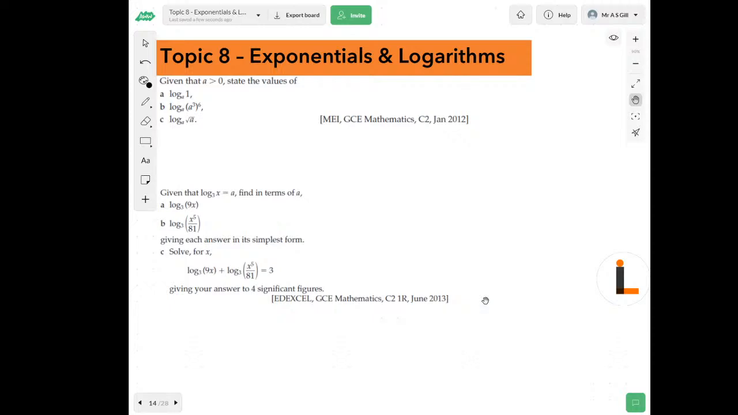So I'm going to start going through the answers to this top question here. And we should get 0, because anything to the power of 0 is 1. So it doesn't matter what a is, we know a is bigger than 0, and therefore the value of log a of 1 is going to be 0, because the power that we would raise a to is 0.